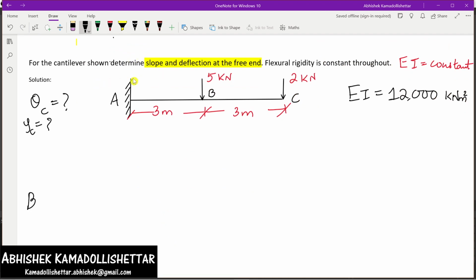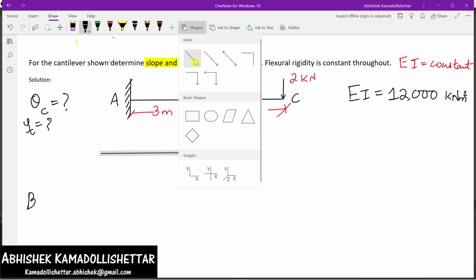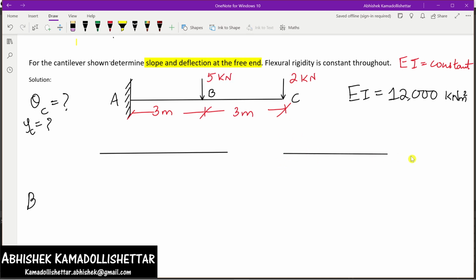So, the cantilever beam: determine the slope and deflection at the free end. The flexural rigidity is constant. Now let us start the problem. First, let us draw the cantilever. Let me show the application of superposition here. So this is the cantilever here.